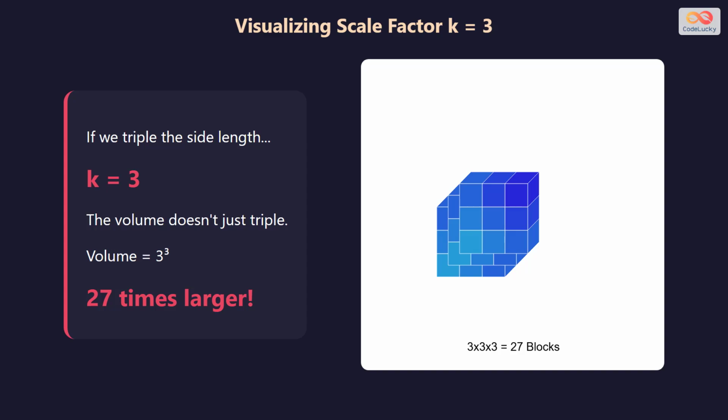What if we triple the size? Here, the scale factor K is 3. If you look closely, a 3 by 3 by 3 cube holds 27 small unit cubes. 3 multiplied by 3 multiplied by 3 equals 27. The volume grows much faster than the length.